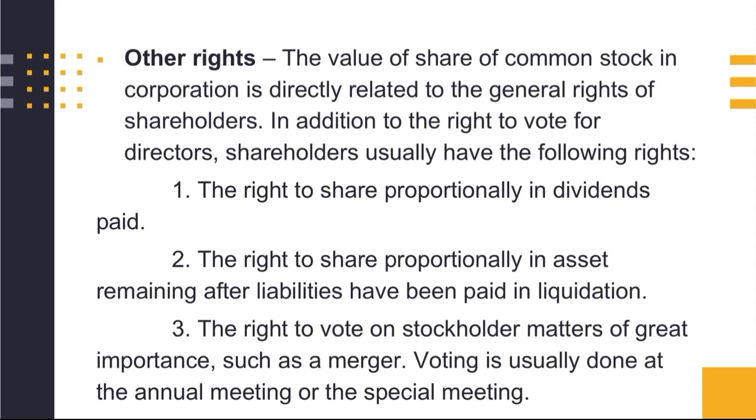Other rights. The value of a share of common stock in a corporation is directly related to the general rights of shareholders. In addition to the right to vote for directors, shareholders usually have the following rights. Number 1, the right to share proportionally in dividends paid. 2, the right to share proportionally in assets remaining after liabilities have been paid in liquidation. Last, the right to vote on stockholder matters of great importance such as a merger. Voting is usually done at the annual meeting or a special meeting.